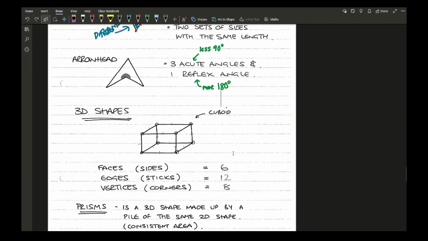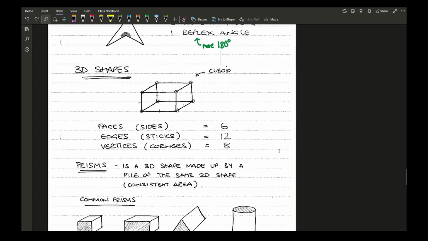Now, the next thing we move on to is 3D shapes. With 3D shapes, there are 3 main properties that you need to be able to describe. Those key properties are what we call the faces, the edges, and the vertices. Generally speaking, faces are basically the sides, which is relatively simple to look at. What you want to try and do is not count the number of faces you can see on the diagram of the sheet or the paper that you've got in front of you.